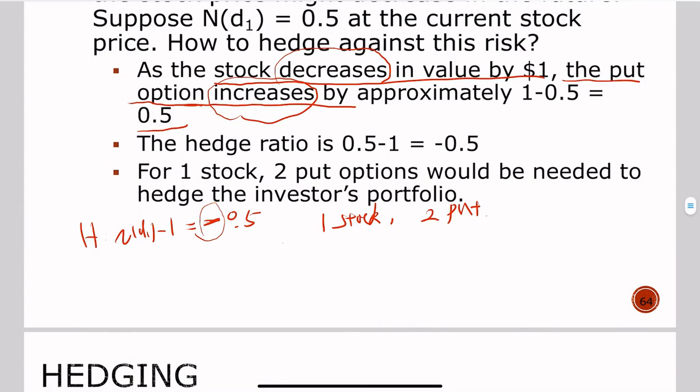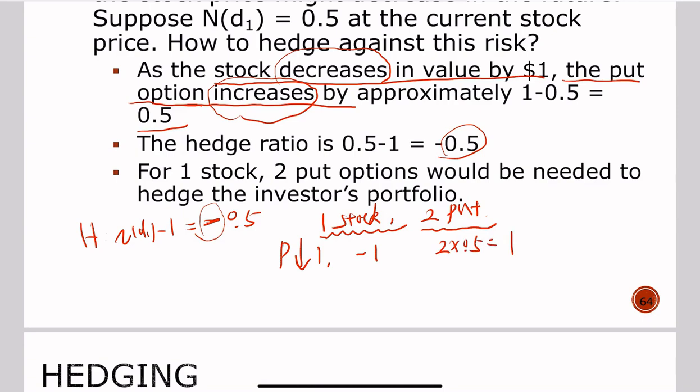So if the stock price drops by $1, what is your loss in your stock position? Well, you will incur a $1 loss, right? However, you have a put position. We know that if stock price decreases, your put option's value will increase. And we know that the hedge ratio is 0.5, which means if stock price decreases by 1, put option value increases by 0.5. And now you have two puts. So the total increase in your put options position is 2 times 0.5, which is 1, right?